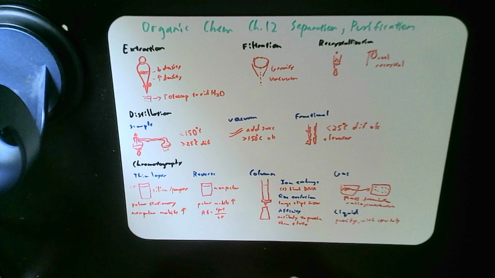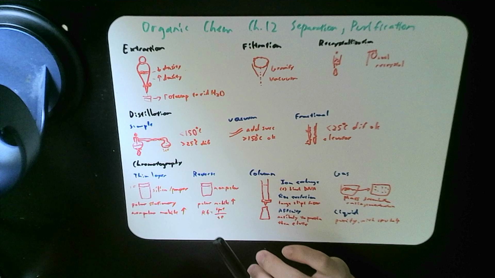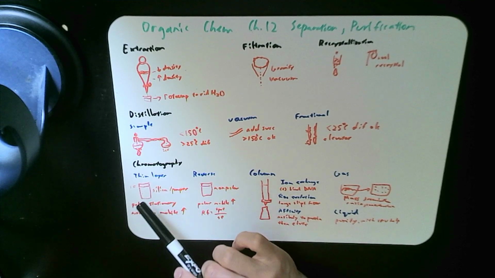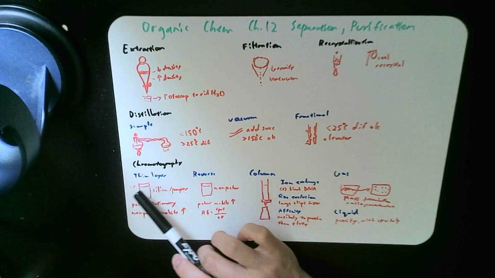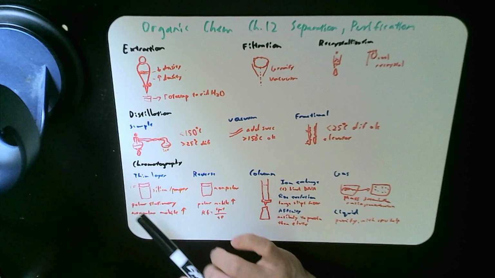And also we have the Rf, which is basically the factor of how much it actually travels. The fraction we can use from the spot is how much it travels divided by the solvent front, the maximum traveled part of the solvent, like the liquid layer on the top.